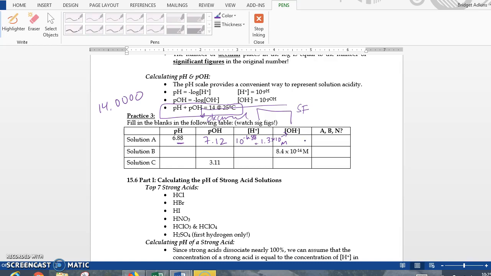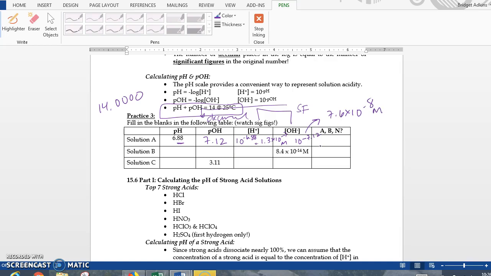And then for our OH-, you have 2 choices. You could certainly use Kw here, or you could just say 10 to the minus 7.12, and then solve for that concentration with 2 sig figs, 7.6 times 10 to the negative 8 molar.